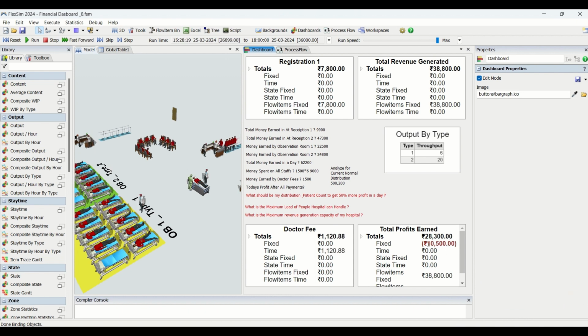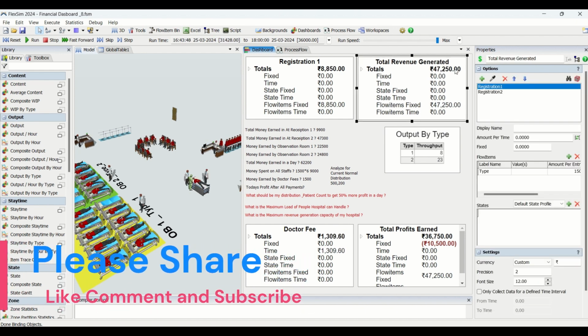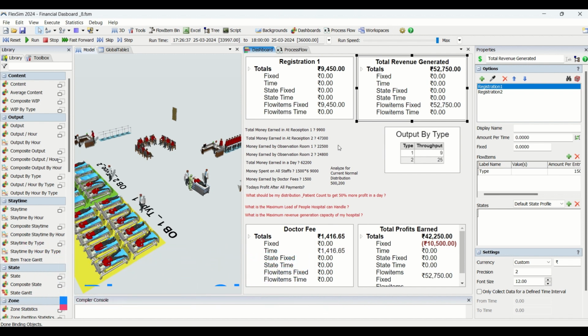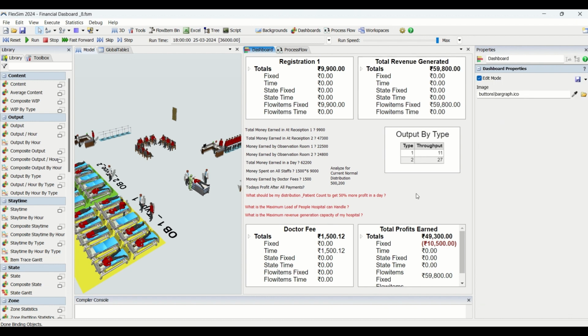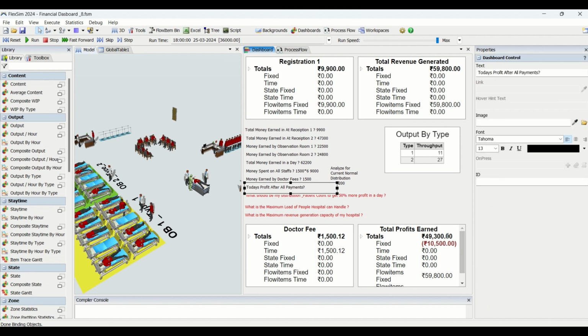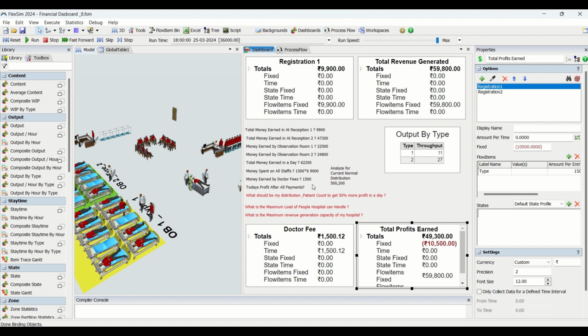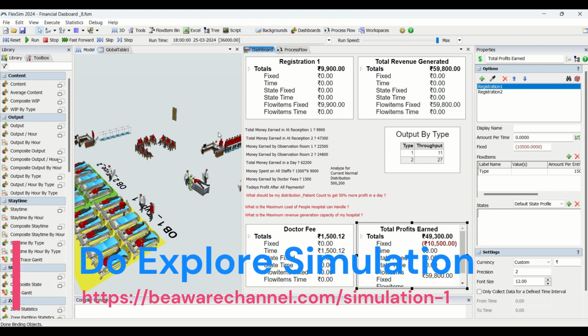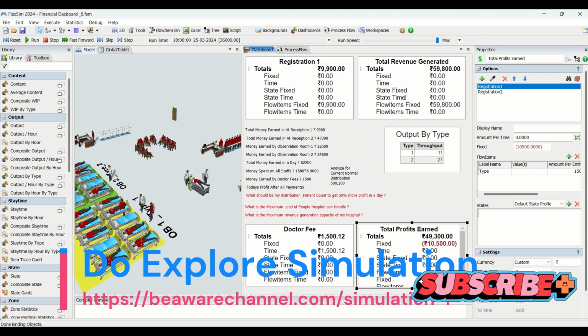Here is, I guess, the revenue generated, which is the total revenue generated, which we basically know in here, that is this much. This is the total money earned, and then this is the amount of the total profits after all of our payments, which is coming out here. So if you look, we have earned a total profit of 4,9,300 out of our total revenue generated of 5,9,800. Now why is there a difference? Because we applied a normal distribution for our patient generation. So depending on the distribution, these percentages can go up or go down.